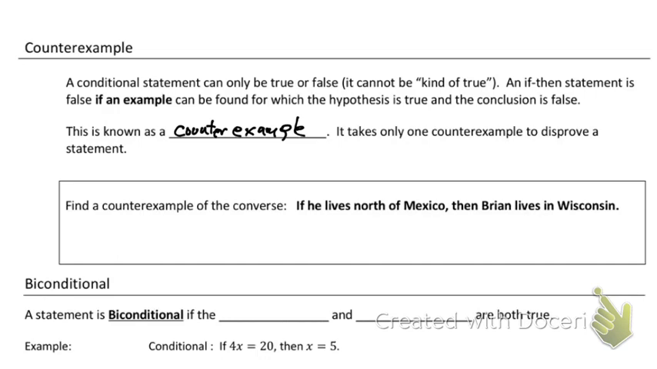Not to beat a dead horse, but once again, a counterexample makes the first part true, but the second part false. So Minnesota is north of Mexico, but it's not Wisconsin. So with a counterexample, the hypothesis is true, but the conclusion is false. Does that make sense? I want to pick something that's north of Mexico, but is not in Wisconsin.